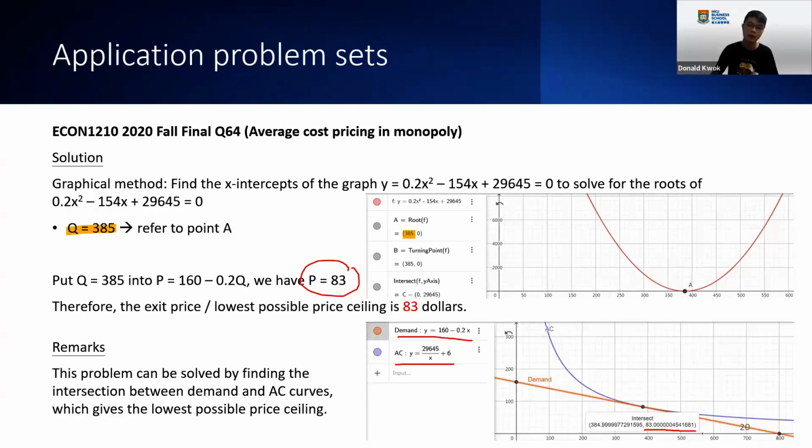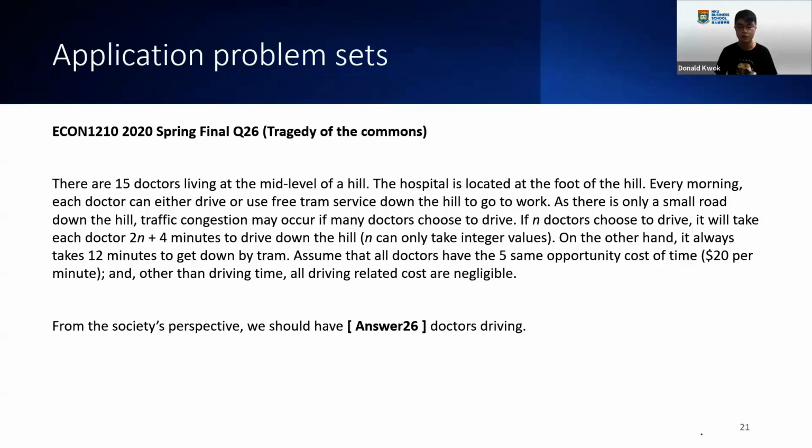Right. And we'll move on to the last problem of this topic, dealing with the tragedy of the commons. We have 15 doctors living at the mid level of a hill, and they have two ways to go down from the hill, either by driving on their own or by taking the tram. So from society's perspective, what will be the number of doctors driving?